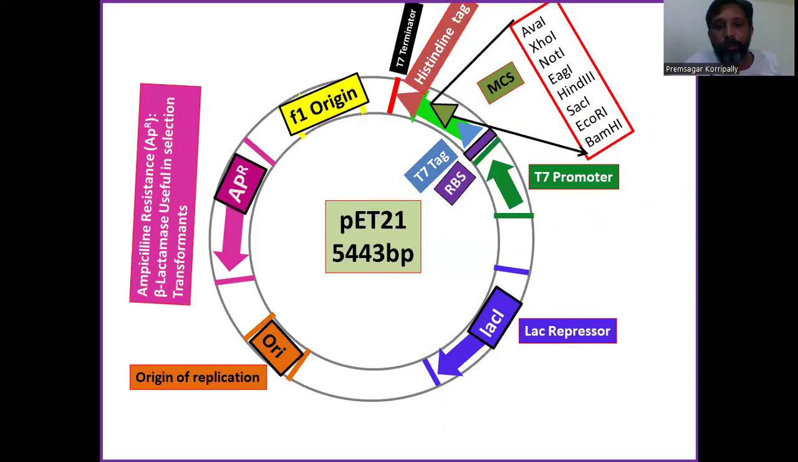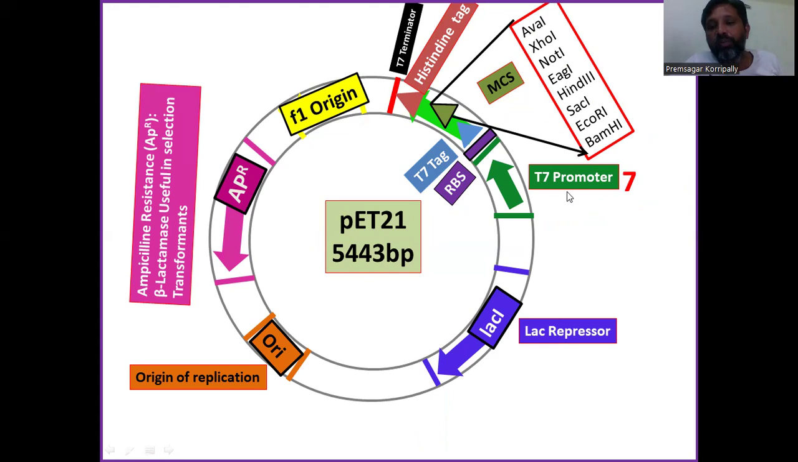And the next one is pET21, the most popular expression vector. In the previous slide, we saw the six features which are very important for the cloning vector. Here we are going to talk about the expression vector. In addition to the cloning vector features, other features are very, very important here. I'm going to talk about them here.